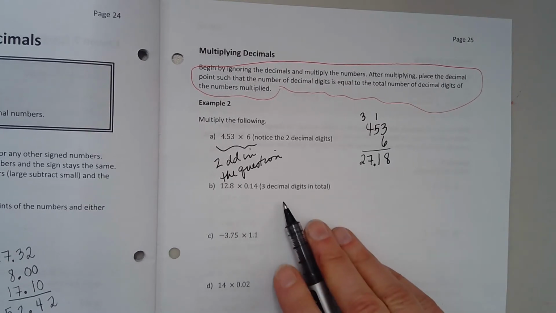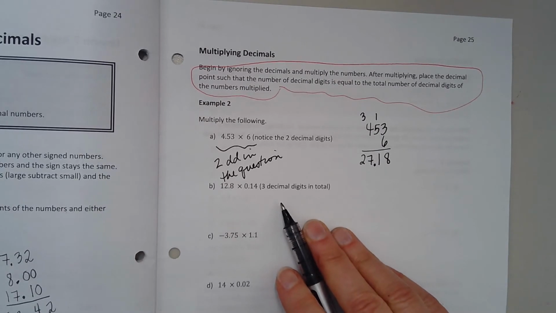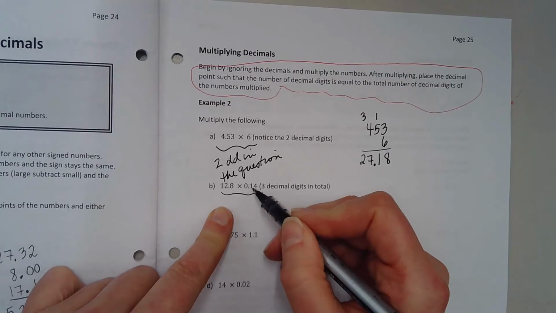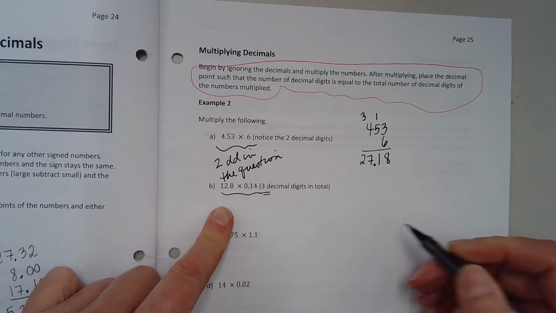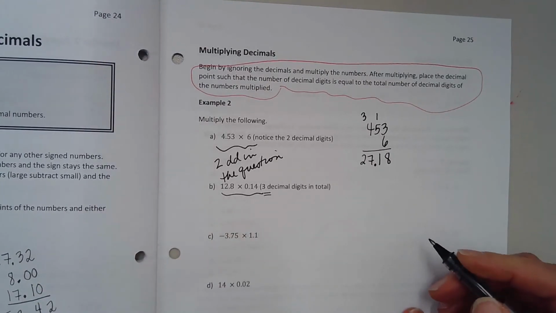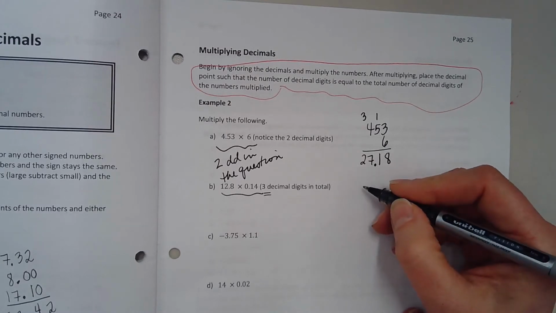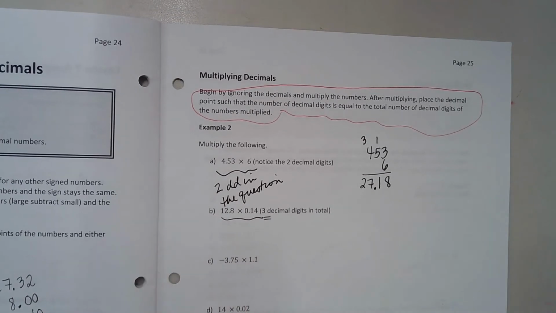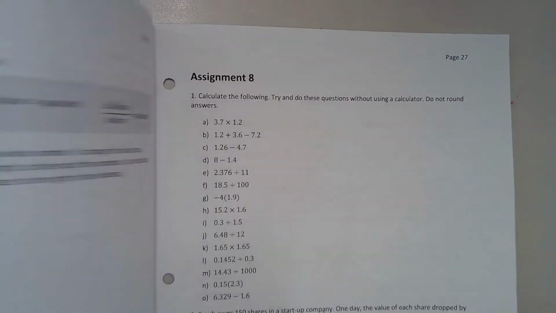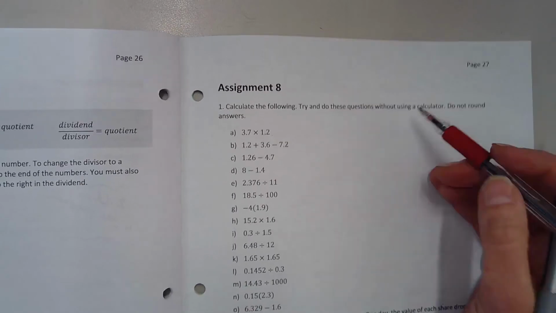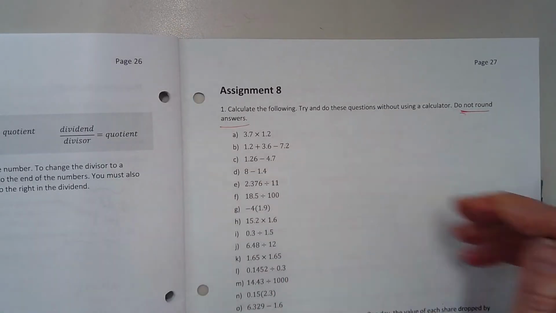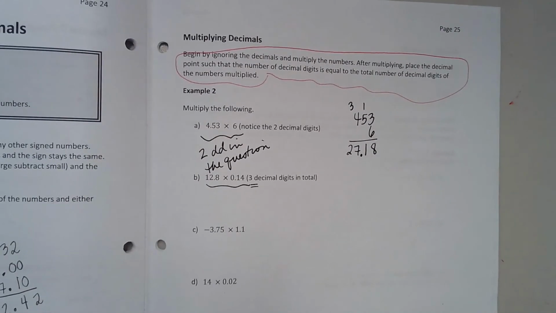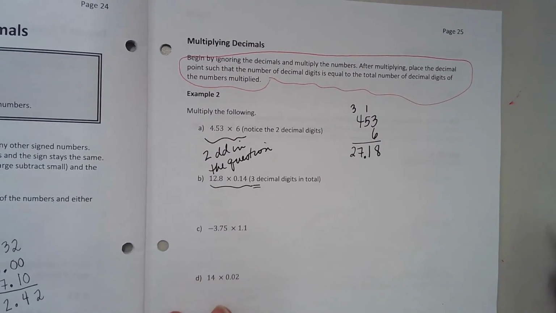Now, I don't know why they give you a hint in the second one, but they said 3 decimal digits in total, which is true, right? I have 1 decimal digit and 2 here, so 3 decimal digits in total. So that's what the final answer has to have, 3 decimal digits. Do you have to round it? No. This time, in the instructions that follow, it says do not round answers. So you're not going to be rounding in assignment 8 like we usually do, just because we're trying to get that knowledge of the decimals coming through.